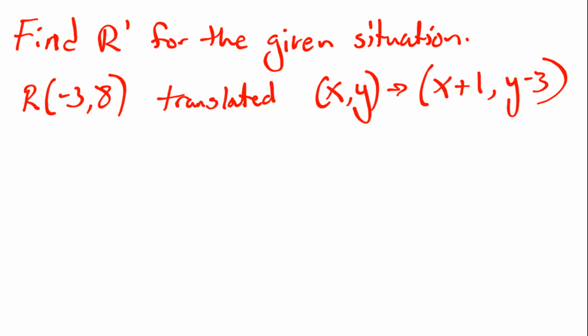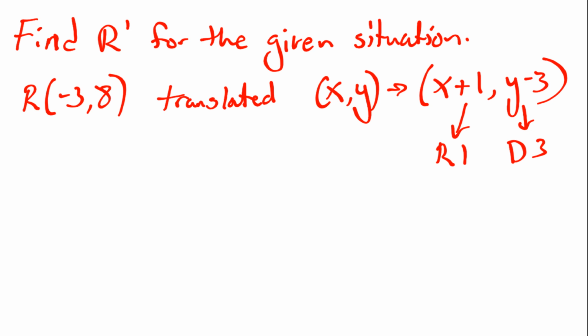So let's say they don't give us a graph. The graphing one was a pretty basic example that we just did. But let's say they ask you to find r prime for the given situation. They tell you that r is at negative 3, 8, and it's translated using the rule xy is mapped to x plus 1, y minus 3. Now we talked about how the x plus 1 means we are moving right one spot, and the y minus 3 means we are moving down 3 spots.